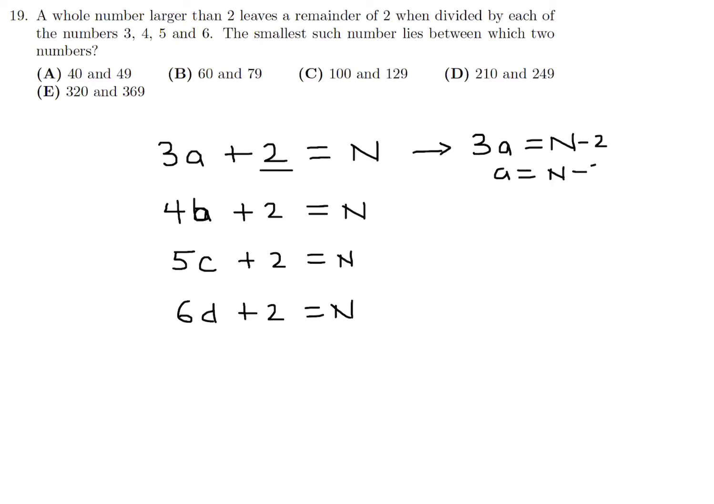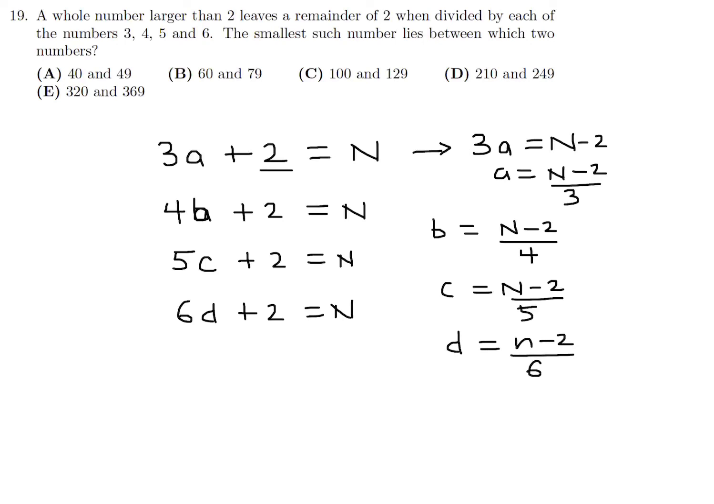A is equal to (N minus 2) divided by 3. And similarly, B is equal to (N minus 2) divided by 4. C is equal to (N minus 2) divided by 5. And finally, D is equal to (N minus 2) divided by 6. So the key in this question is looking at those numbers. We got 3, 4, 5, and 6. We have to find something known as the LCM. What is LCM? Least common multiple of these numbers.